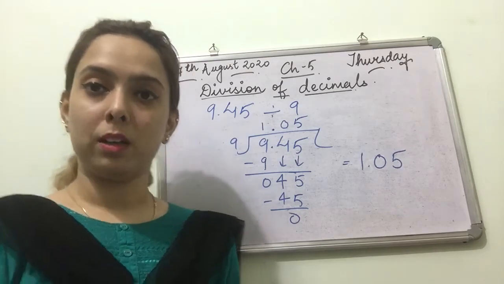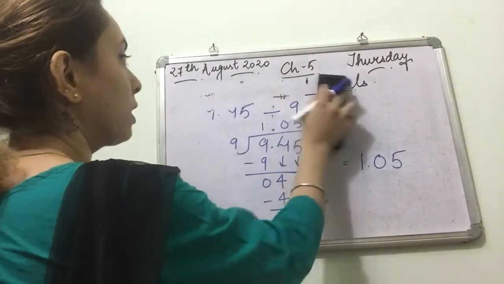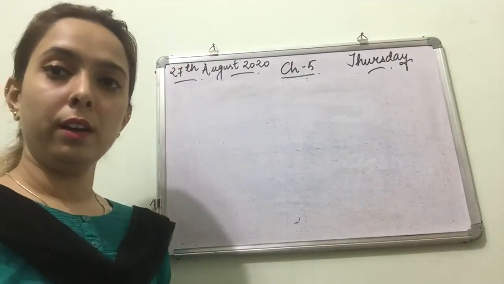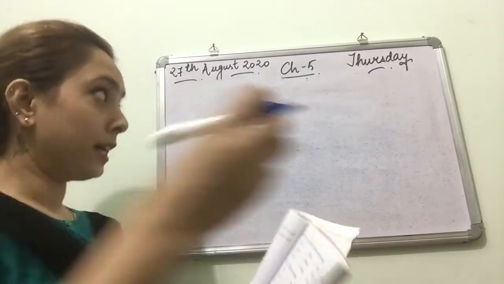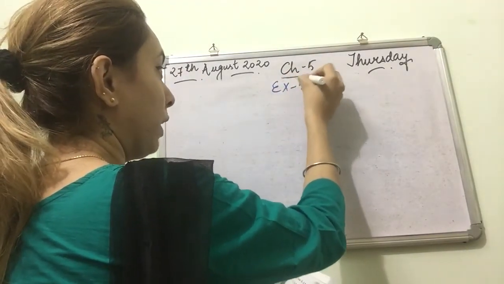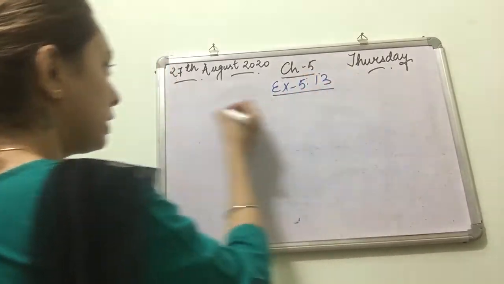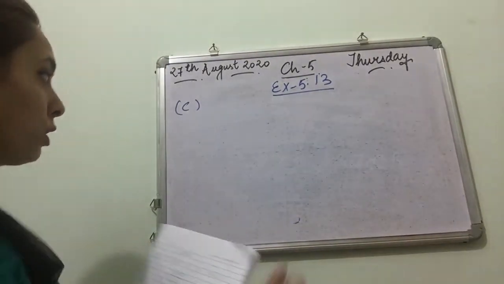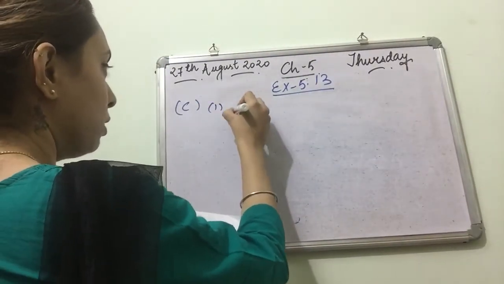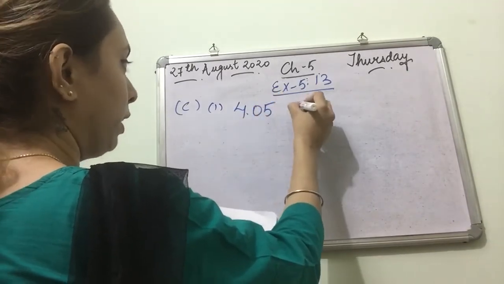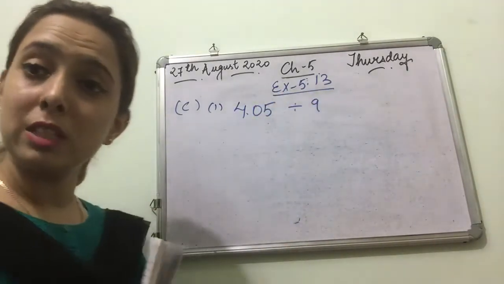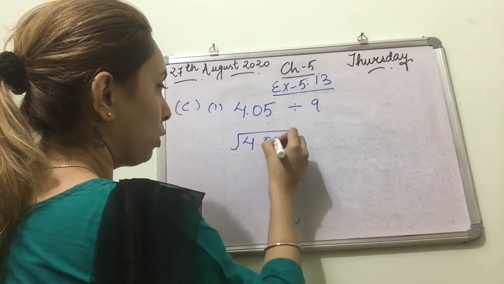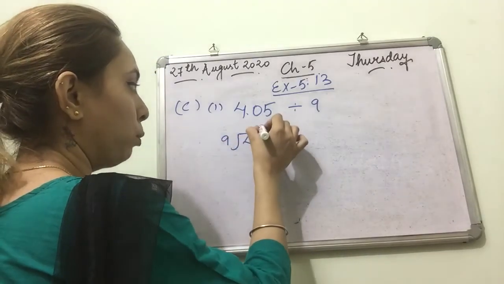Let's start C part. Exercise 5.13 says C part, divide. I would like to explain the first sum. The first sum is 4.05 divided by 9. We will follow the same method. 4.05 divided by 9. Put the decimal over the decimal.